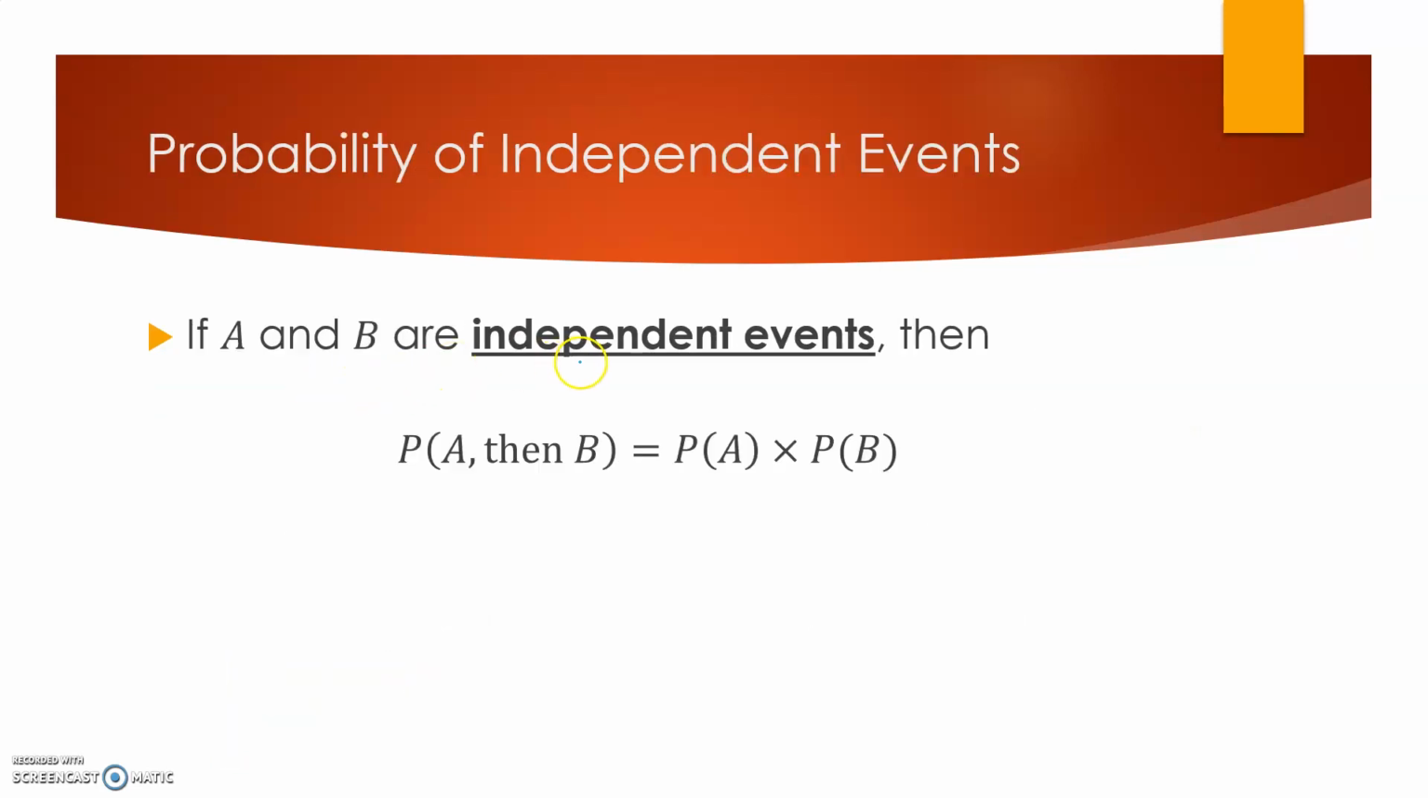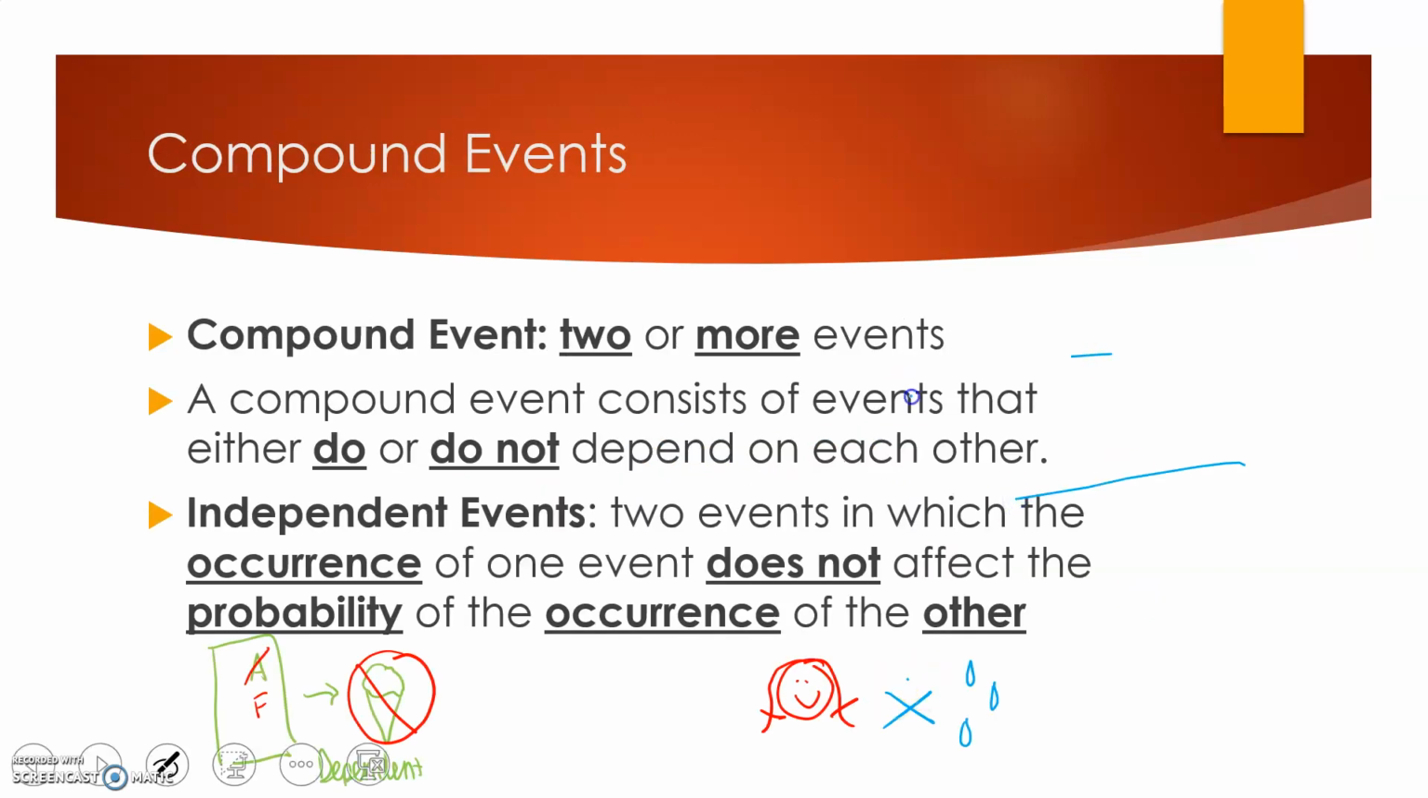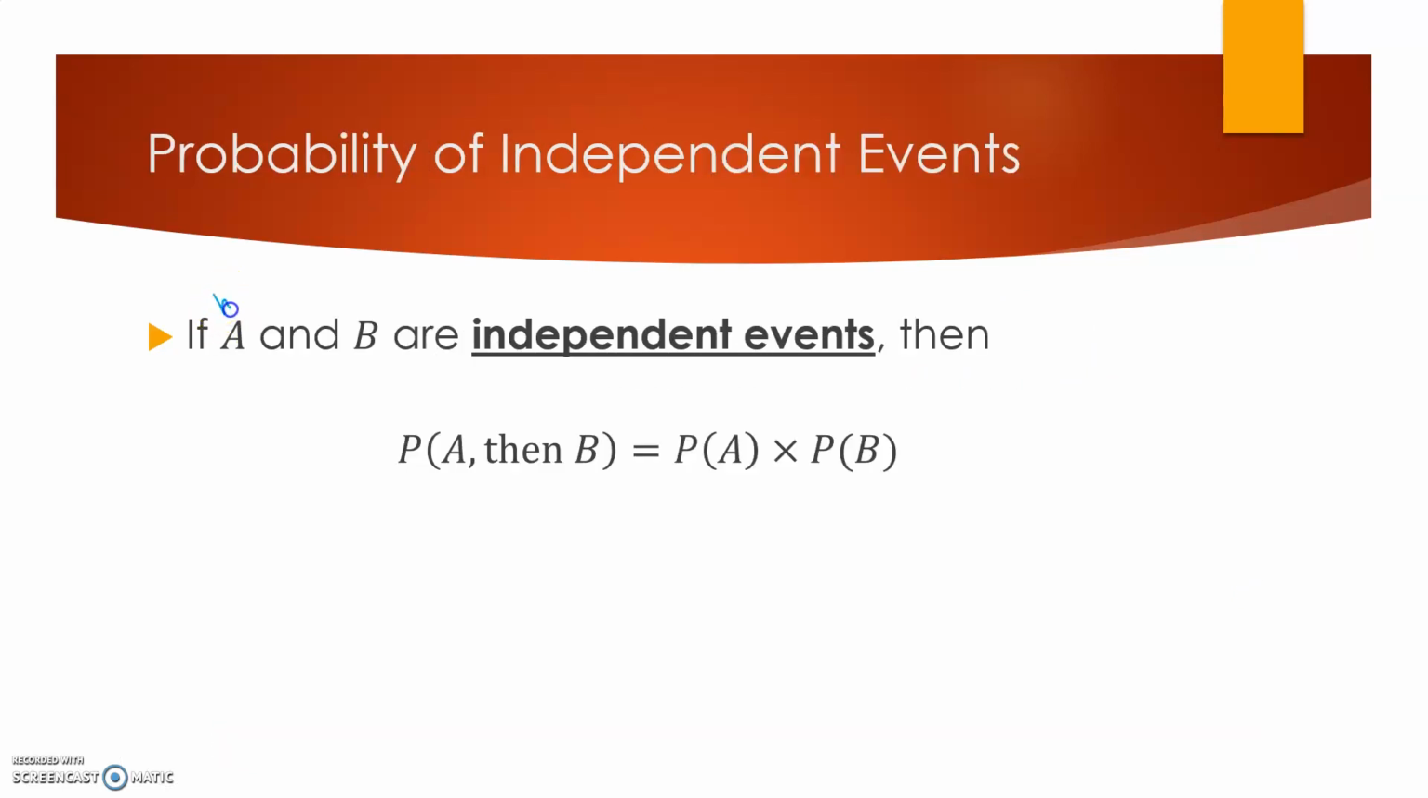So if A and B are independent events, in other words, they don't have an effect on each other, then we can say the probability of getting A, then B, is multiplying these 2 probabilities. So if I use my example from over here, and I say that A is getting the haircut and B is the rain, the probability of me getting my hair cut and then it rains is: I take the probability that I'm going to get my hair cut, and the probability that it's going to rain, and I multiply them together.